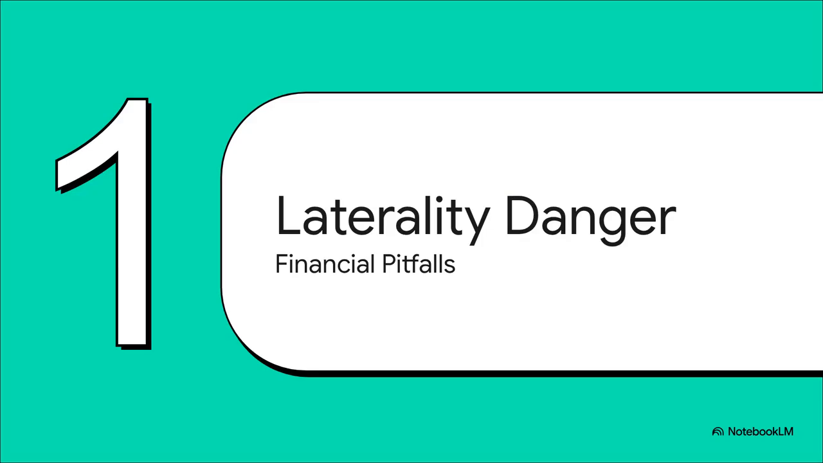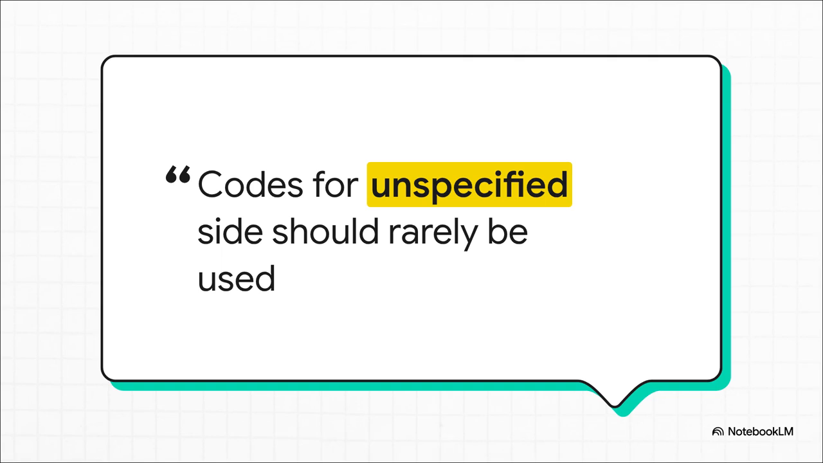All right, kicking things off with Section 1, the laterality audit danger. This is hands down the biggest financial pitfall in ear coding, and it all comes down to failing to specify exactly which side of the body you're dealing with. According to the CMS ICD-10-CM official guidelines for coding and reporting, specifically Section IB13, ear conditions strictly require laterality. The guidelines explicitly warn us that codes for the unspecified side should rarely, if ever, be used. If the side isn't documented, you are officially in a danger zone. You can't just guess, and you definitely shouldn't take the easy way out with an unspecified code. If the medical record is conflicting or missing that crucial detail, you have to query the provider for clarification.